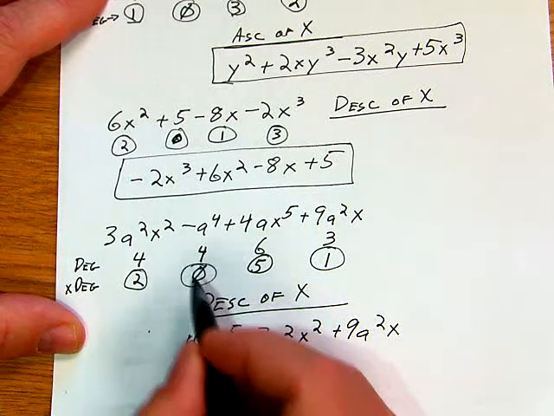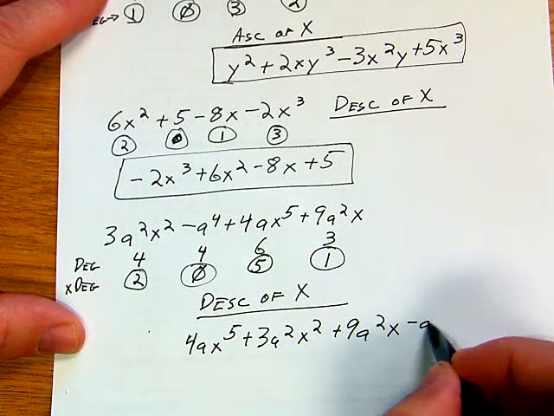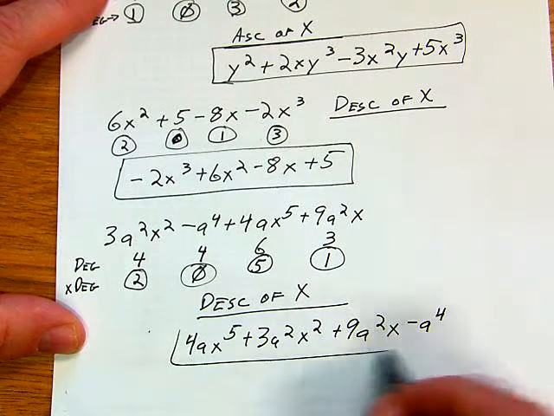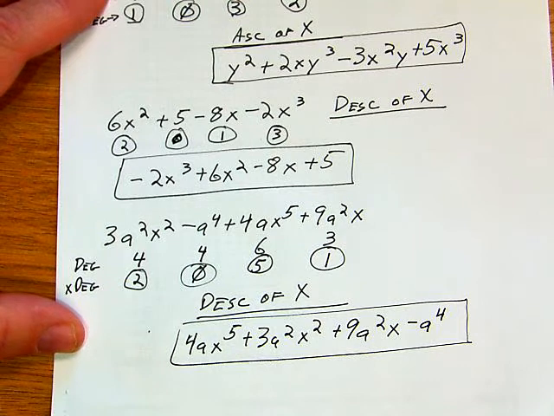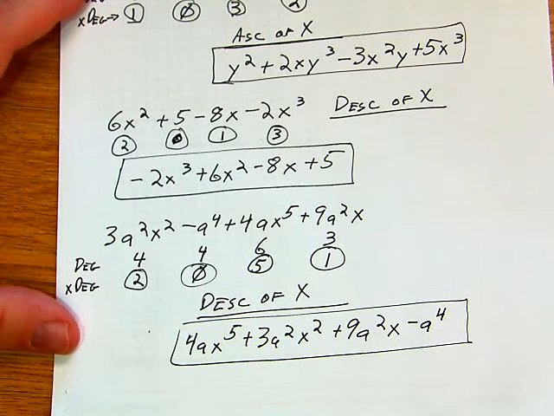And then finally, we do the 0 term, minus a to the 4th. And that is the descending order of x degree for that polynomial.